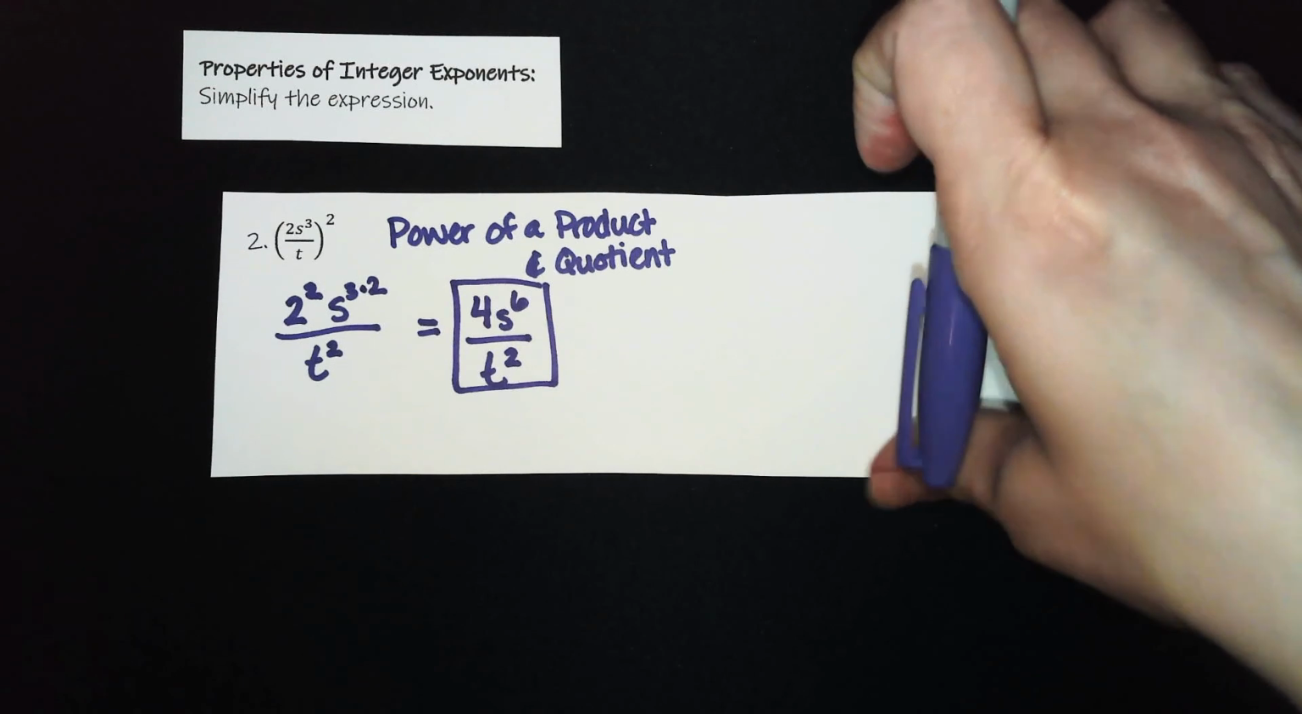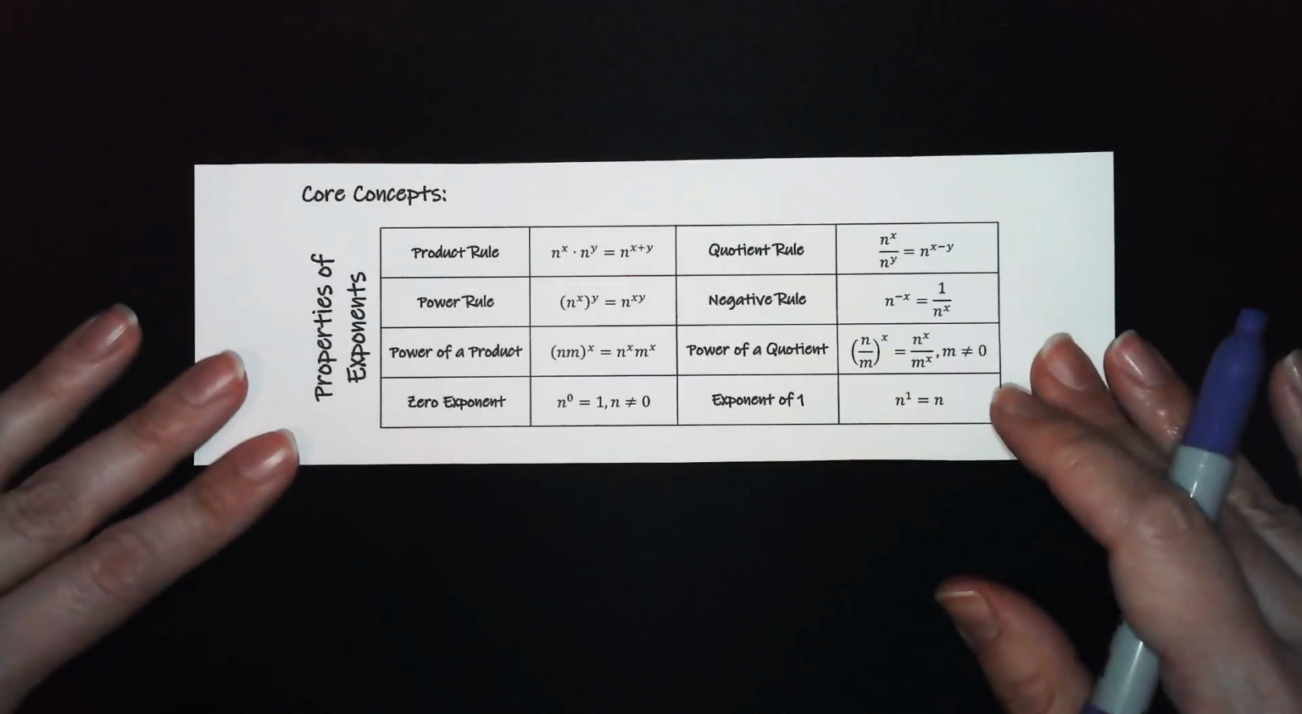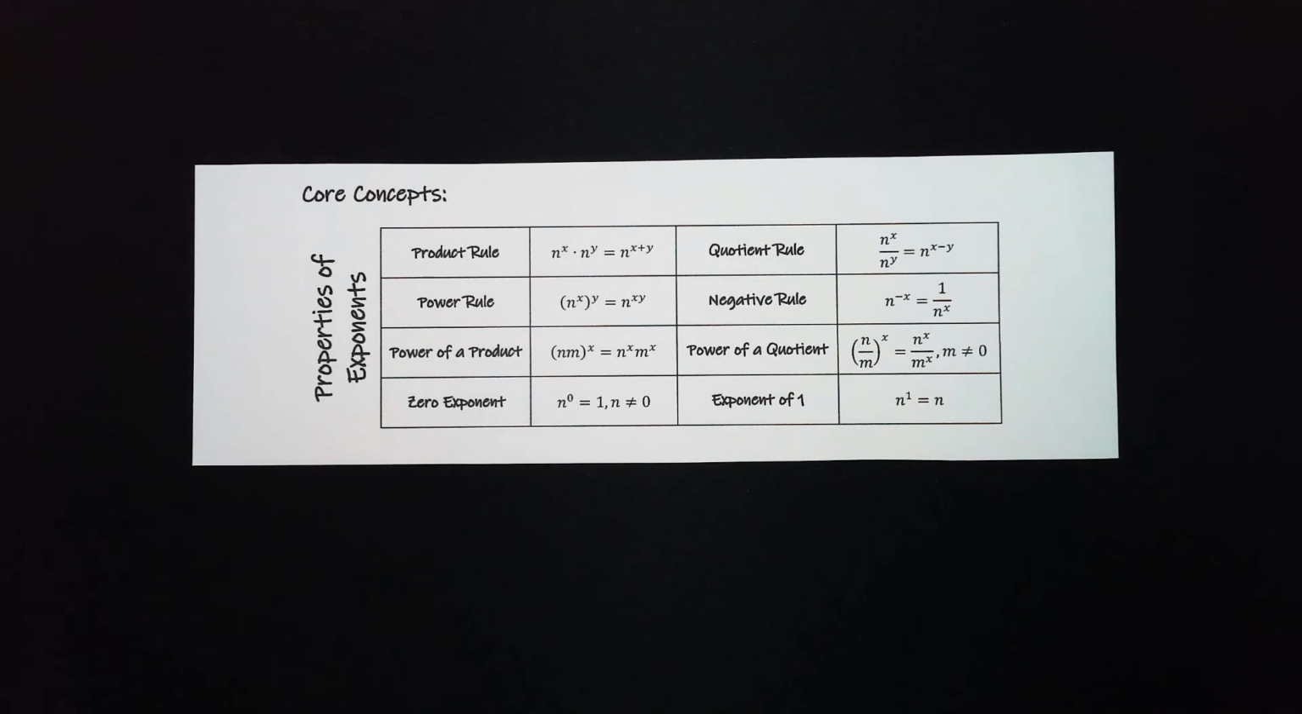So for all of these, you're going to review your rules. You want all of your answers to end up with positive powers, no zero exponents, no variable more than once, okay? All of those. So now you can go to your practice and do 1 through 6 and then continue on to the next video.